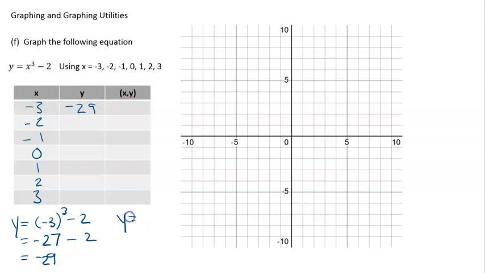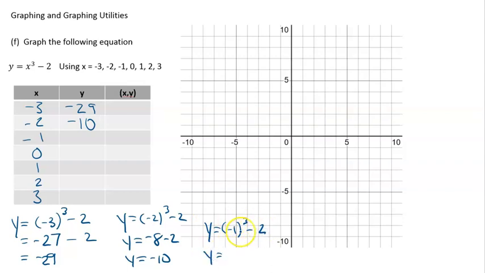All right, let's keep going. Y is equal to -2 to the third minus 2. Now, -2 to the third is -2 times -2, which is 4, times another -2, which is -8, minus 2, which is going to give me -10. And then y is equal to -1 to the third minus 2. -1 to the third is -1 times -1, which is 1, times another -1, which is -1, subtract 2, which is -3. Y equals 0 to the third minus 2. Well, 0 to the third is 0 minus 2, which gives me -2.